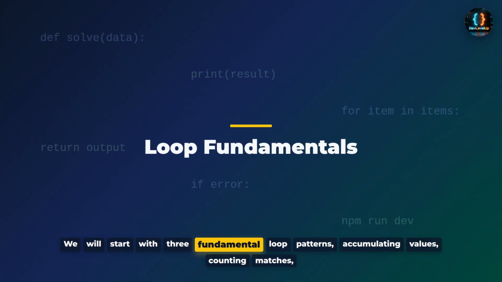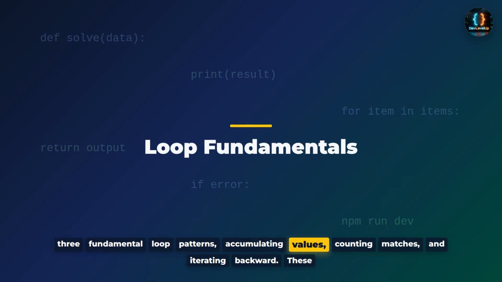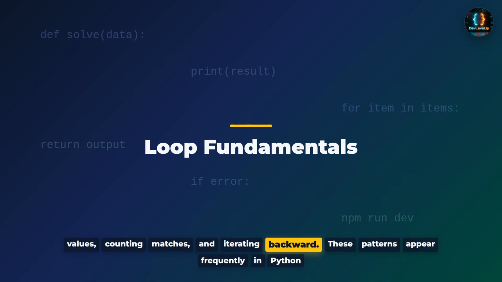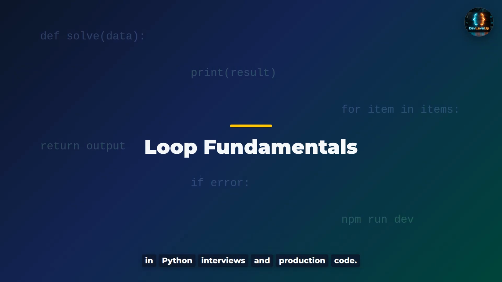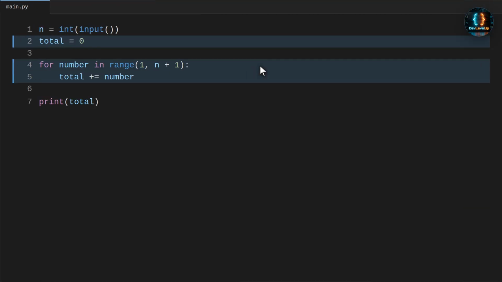We will start with 3 fundamental loop patterns: accumulating values, counting matches, and iterating backward. These patterns appear frequently in Python interviews and production code. Running totals are useful when we need to combine values from sequential batches.